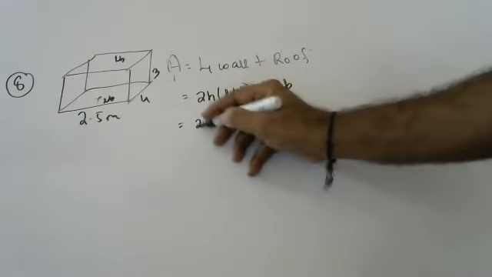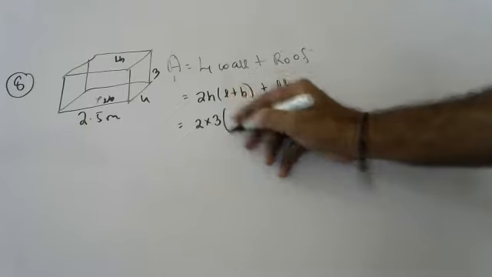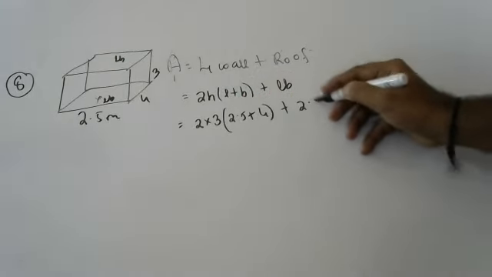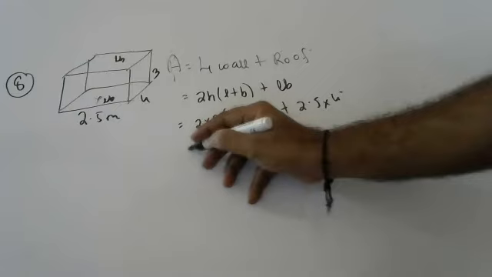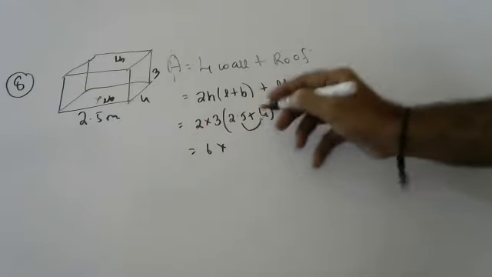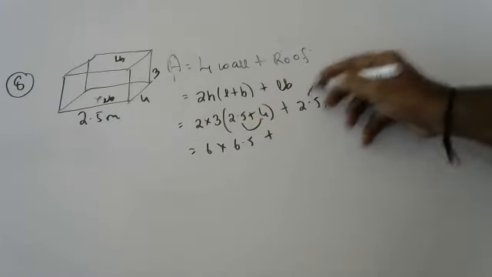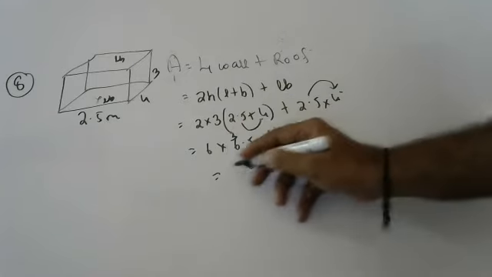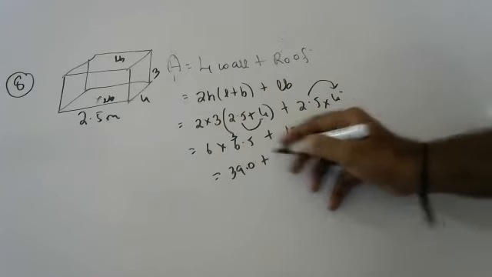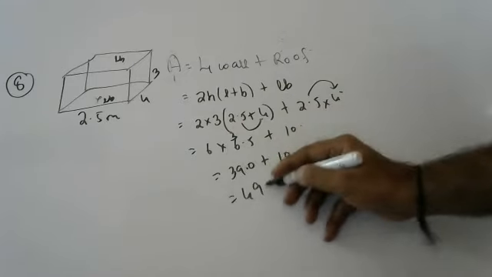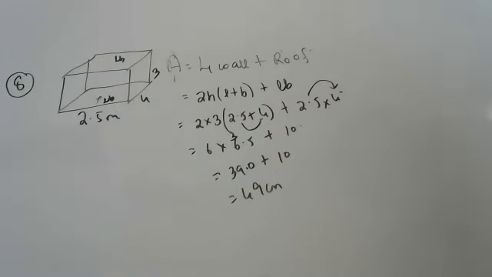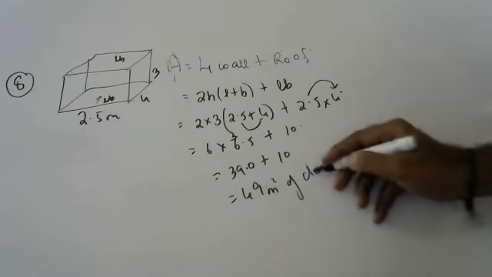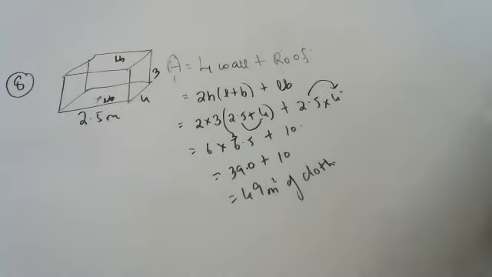Okay, children, so 2 into measurements. 3 into 2.5 plus 4 plus 2.5 into 4. 2.5 plus 4 is how much? 6.5. 2 into 3 into 6.5 is 39. And 2.5 into 4 is 10. 39 plus 10, how much, children? 49. 49 meters square of cloth is needed to make the car shelter.